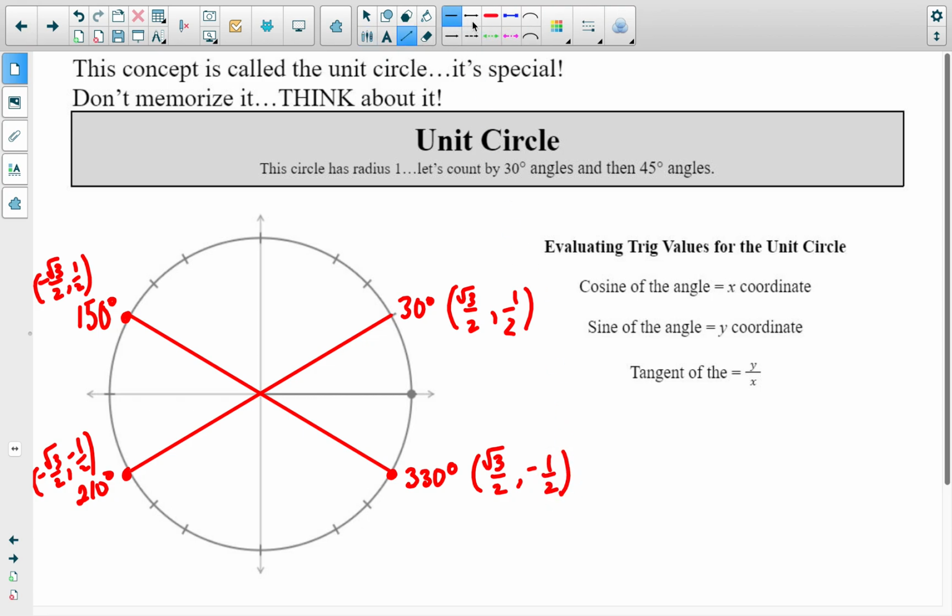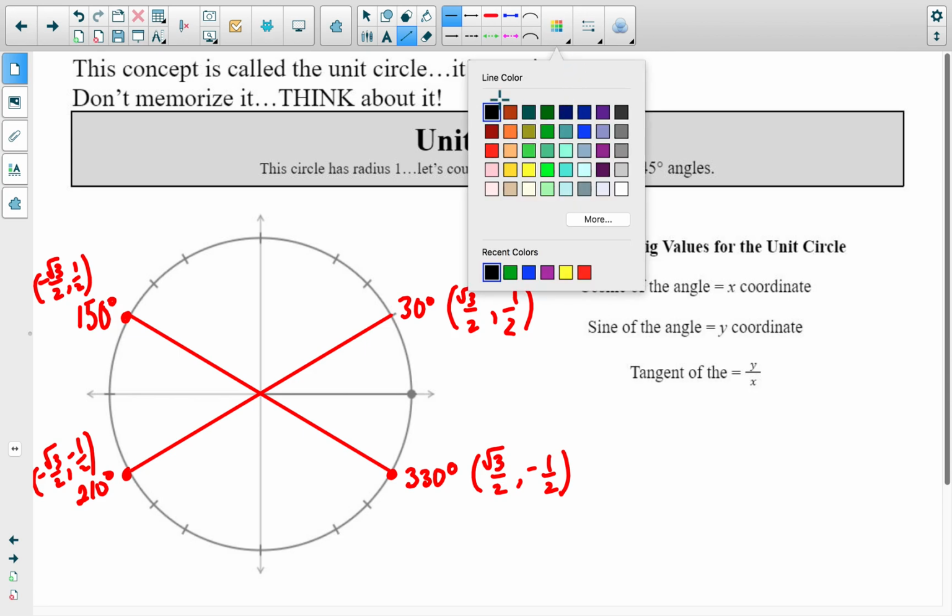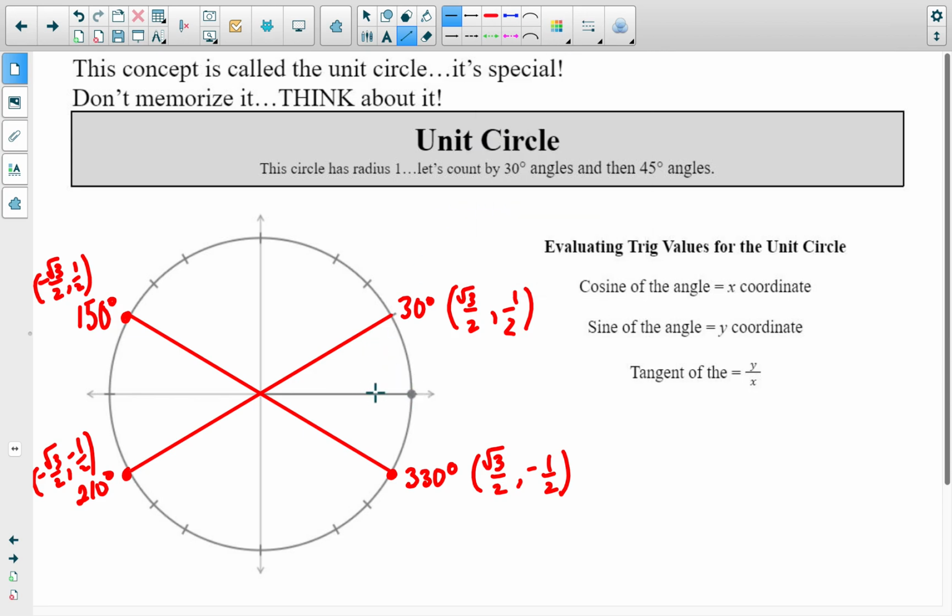Okay, before I get too far, let's go back and label our original axes. Okay.